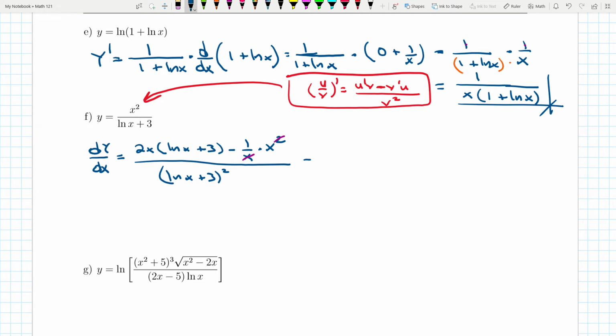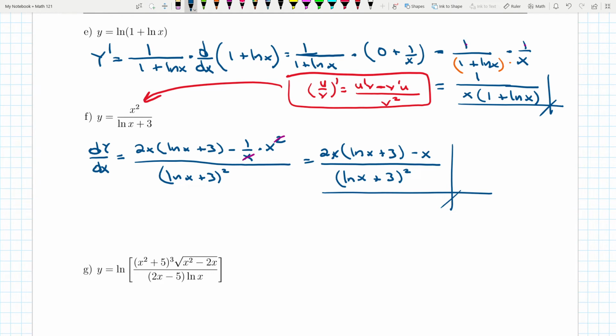So that's going to be 2x times ln of x plus 3, and then minus x. And this could be an okay final answer, or we could factor out the x's. It's up to you. We could leave it like this. That's fine. That's good enough. I mean, factoring the x is not going to help us cancel anything else any further anyway.